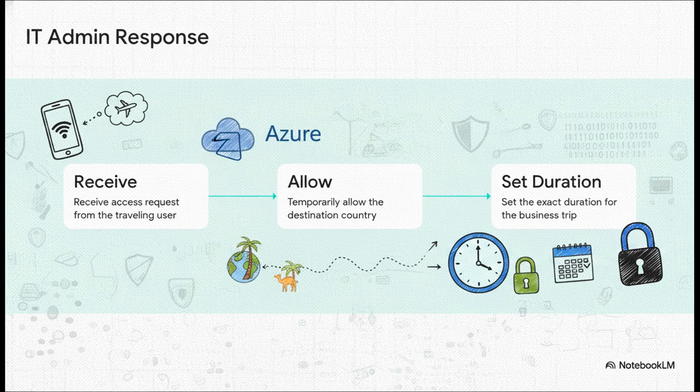To resolve this block, the traveling user contacts the IT team. The admin goes into the Azure backend, locates that named location policy, and temporarily allows the destination country, let's say Dubai. But here's the kicker. They don't leave it open forever. They set it for the exact duration of the trip, like the next 5 days. It is precise, it's temporary, and it's incredibly secure.